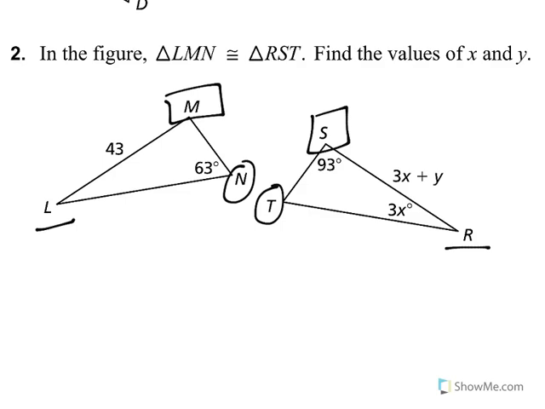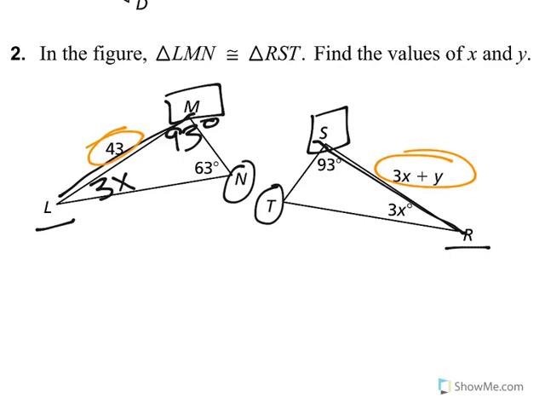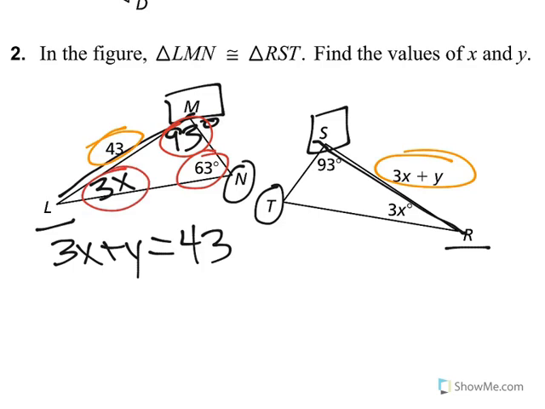Okay, well, first off, I know that M and S are congruent, so I know that this is 93 degrees. I know that R is congruent to L, so I know that this is 3x as well. Okay, and that also means that ML and SR are congruent. So I can set 3x plus y equal to 43. And I'll also know that if I add up all my angles in a triangle, they equal 180.